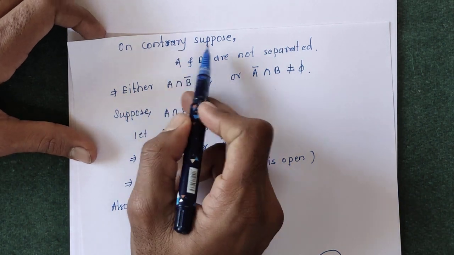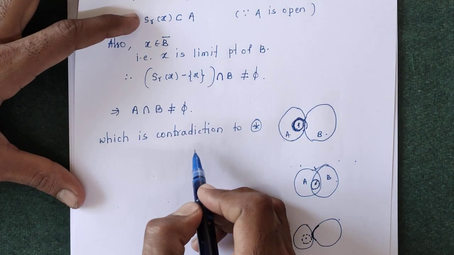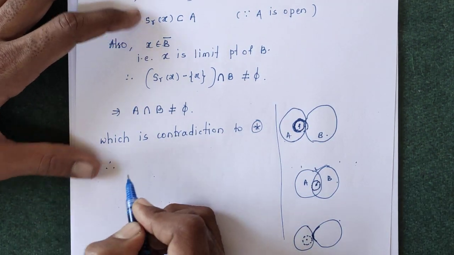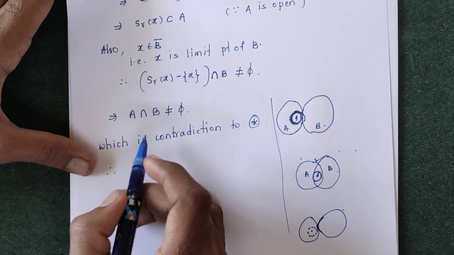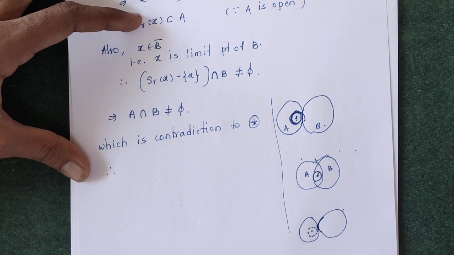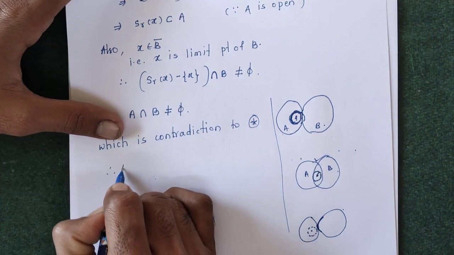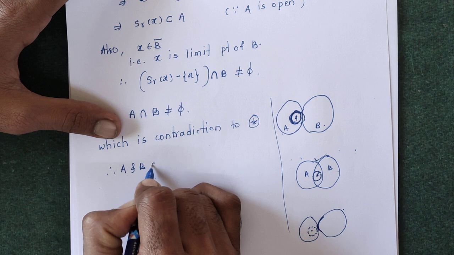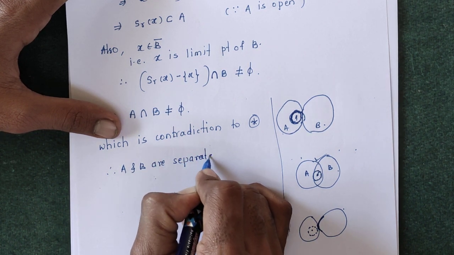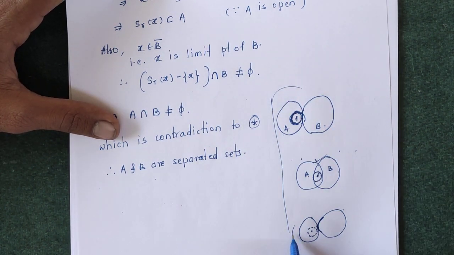Now we supposed this condition by contradiction, so we had to get some contradiction. So A intersection B not equal to phi is a contradiction to equation number star. Therefore, our assumption is wrong. That is, the assumption that A and B are not separated is wrong. Therefore, A and B must be separated sets. Hence, the proof.